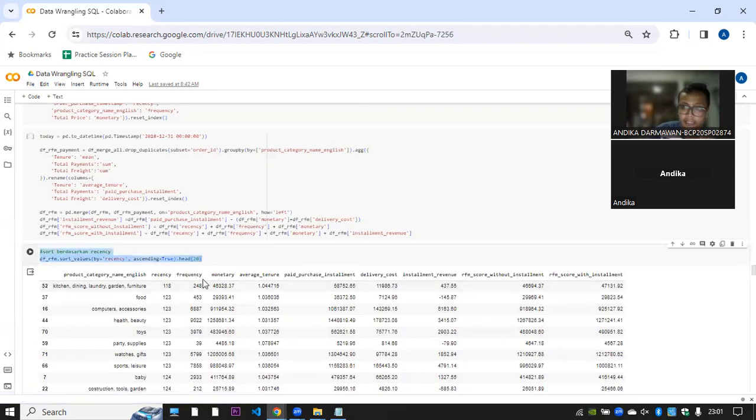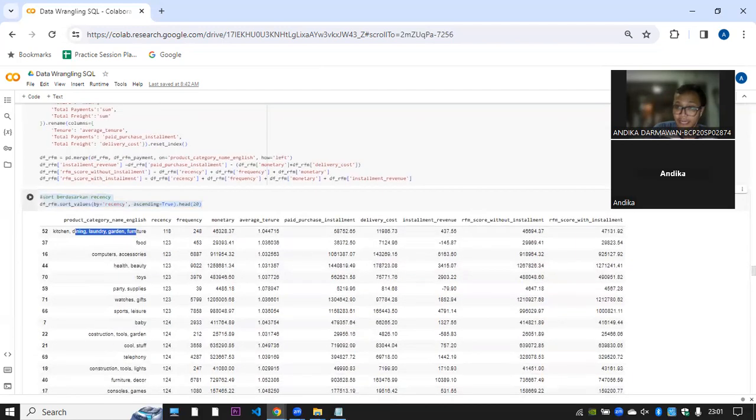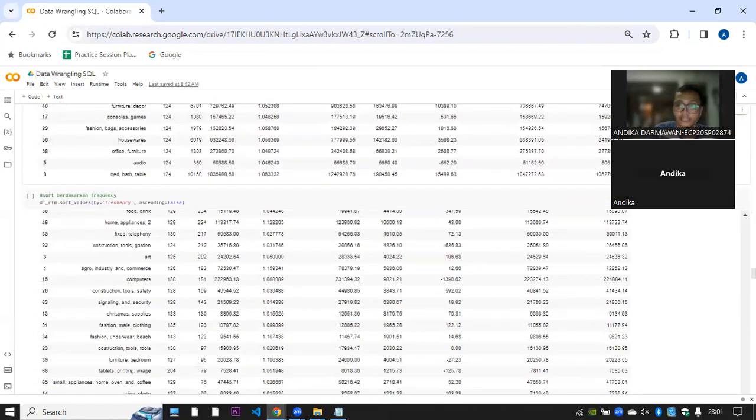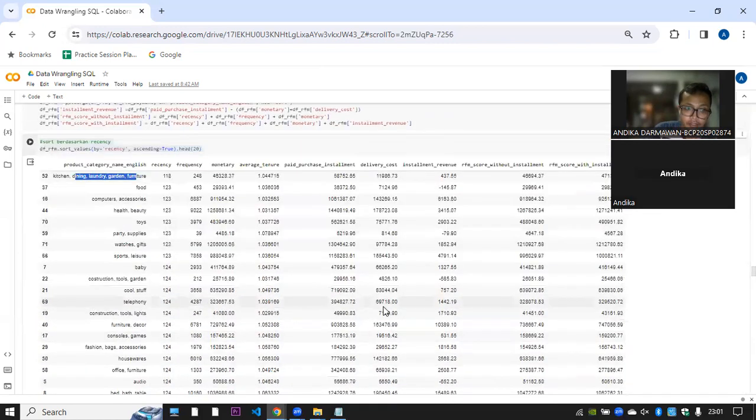In recency, the most recently purchased products are kitchen, dining, laundry, garden, and furniture. But for this context, recency is not very useful for understanding the utility or the benefit of the product. So we are focusing more on frequency and monetary analysis.